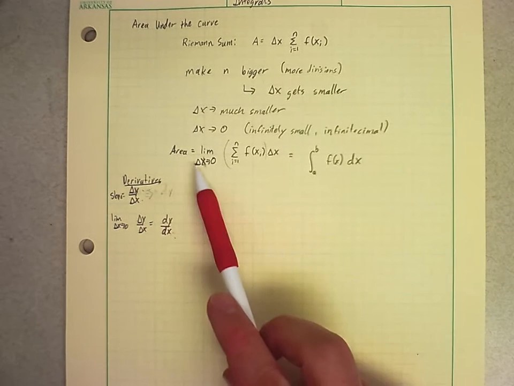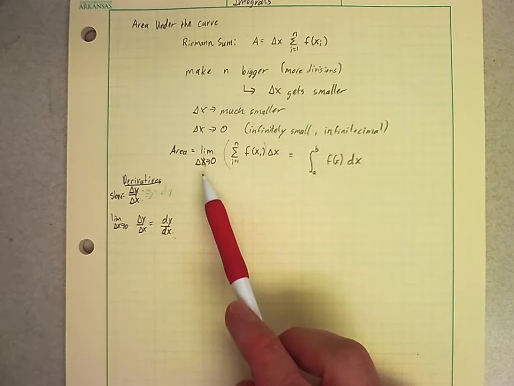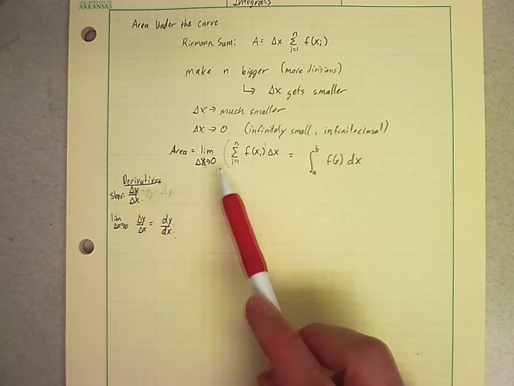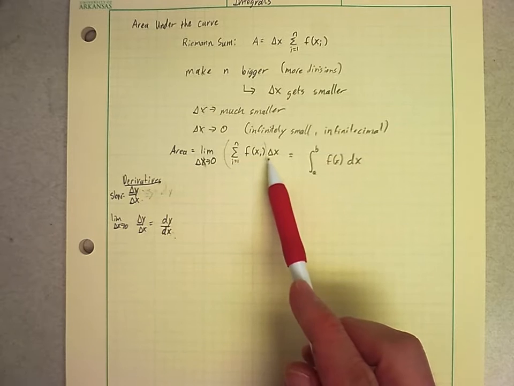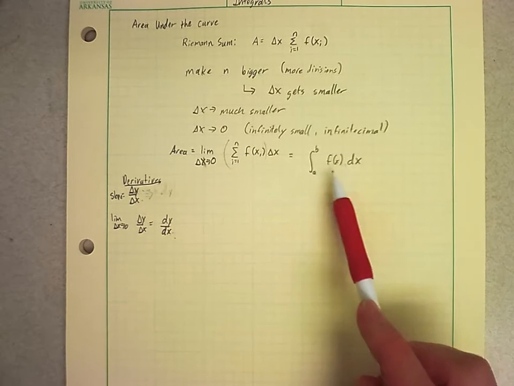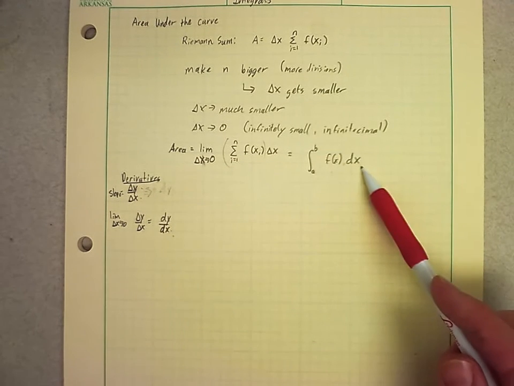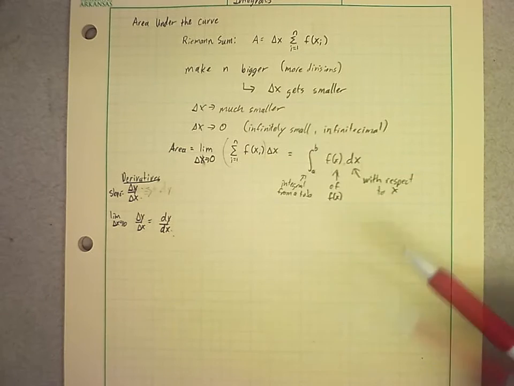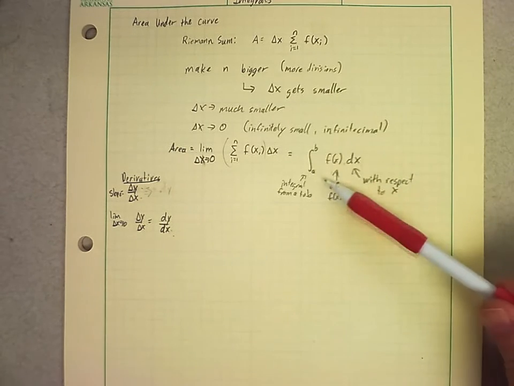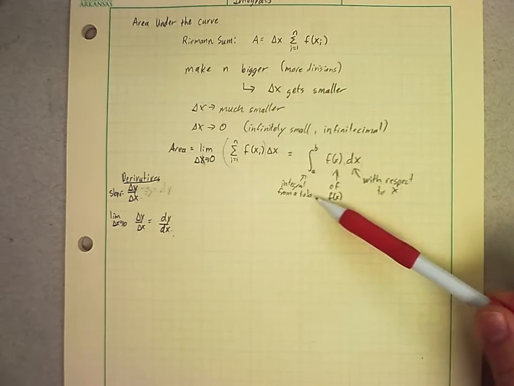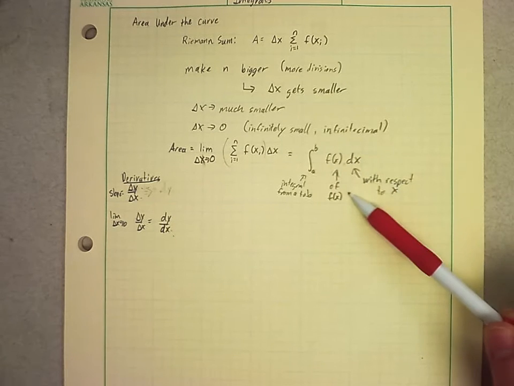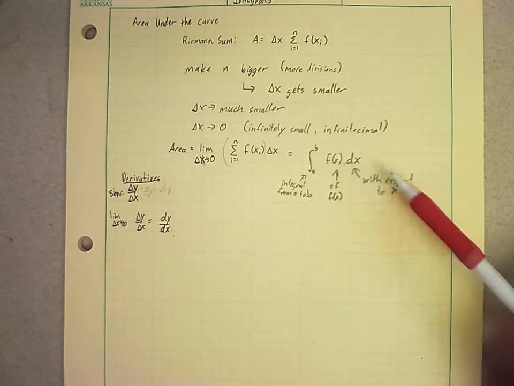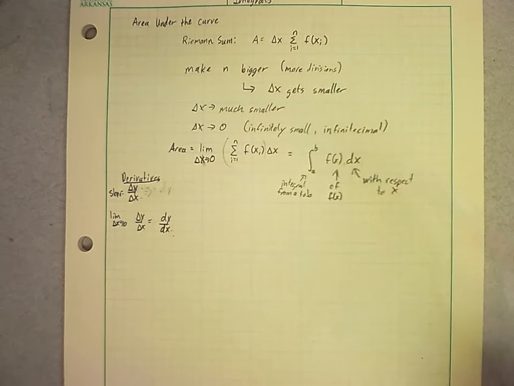Same concept here, only backwards. Instead of doing slope, we're doing this idea of area. But as delta x goes to 0, we get an integral with the dx. And the way we would talk about this is we would say that this is the integral from a to b of f of x, what's in the middle, with respect to x, because it's dx here.